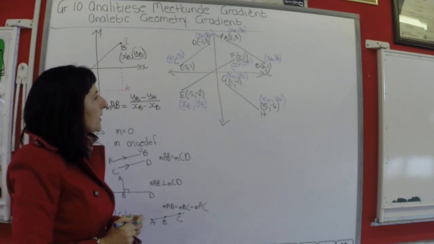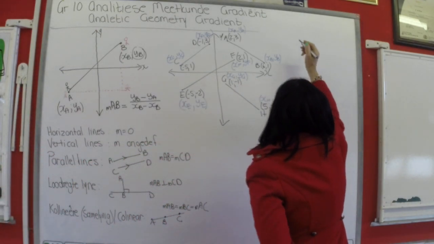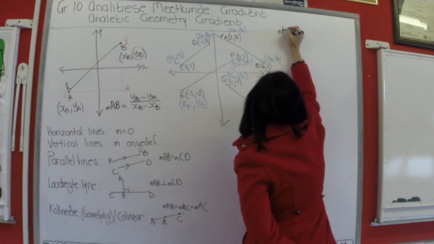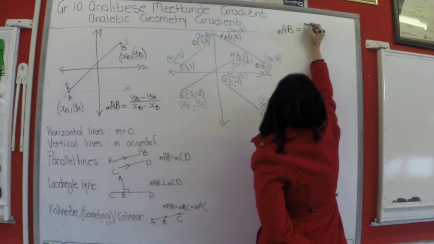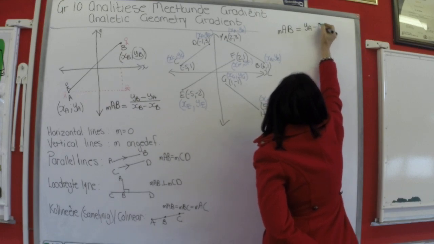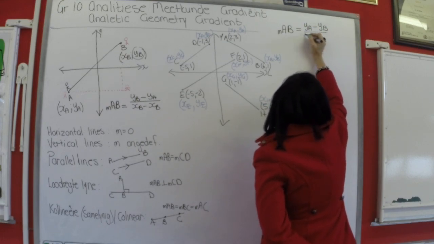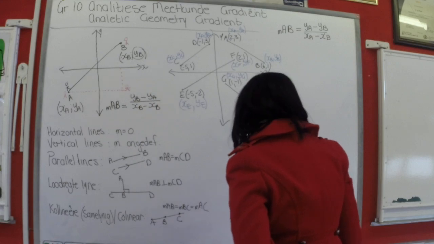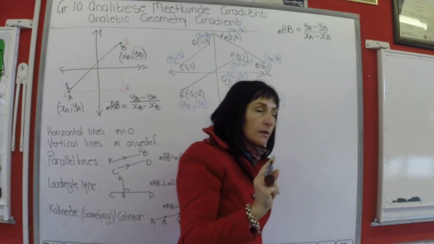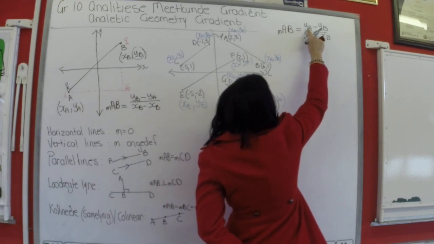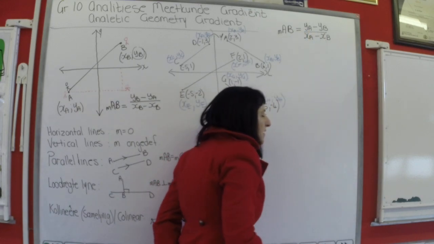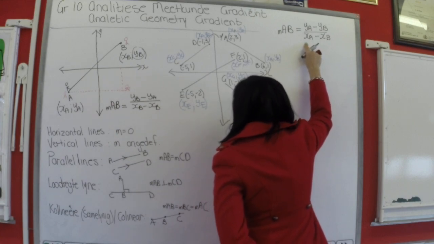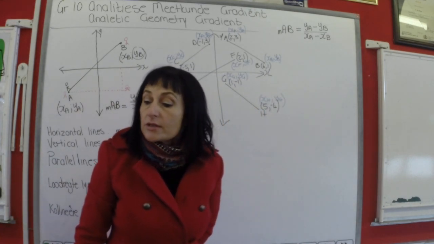So let's start, we're going to work out all the gradients. Let's start with the gradient of AB. Gradient van AB is YA minus YB op XA minus XB. Met YB ook, minus YA, maar dit is baie belangrik, graad 10, wanneer ek eerste begin met YB, moet ek onder ook eerste begin met XB. You can't start with YB at the top, but then you must start with XA at the bottom. So that will give you the same answer.